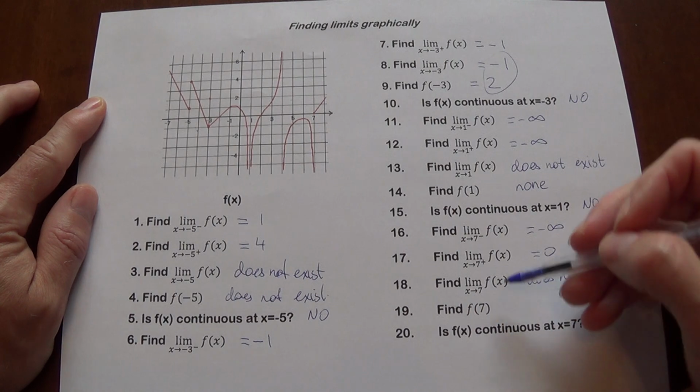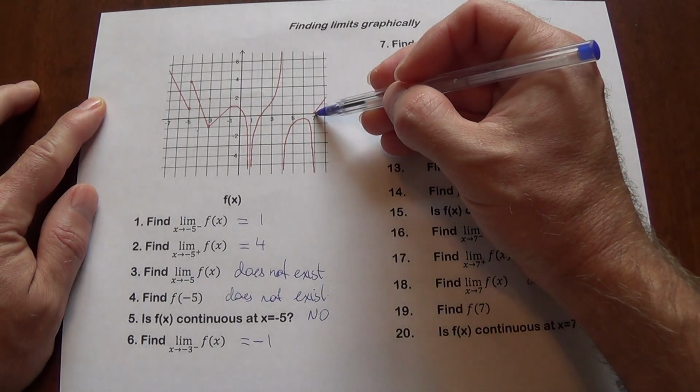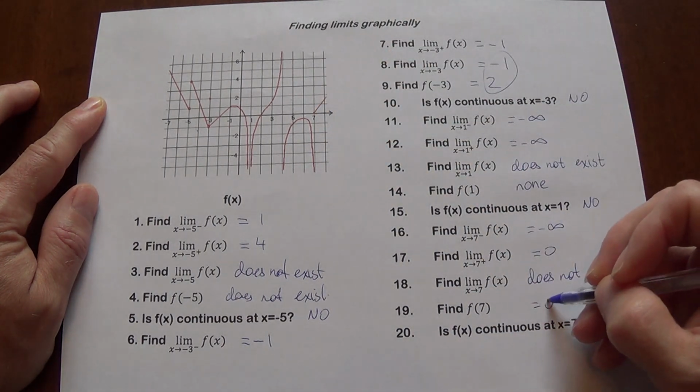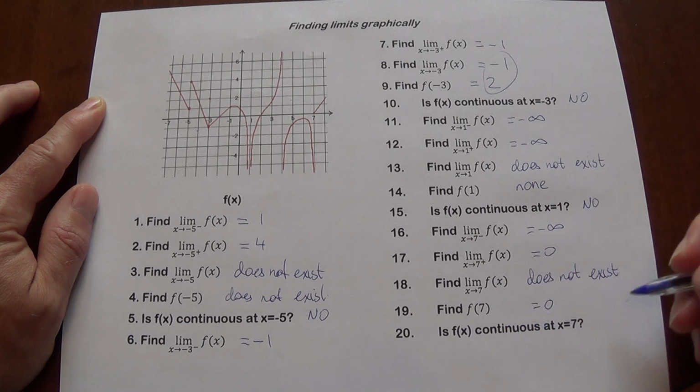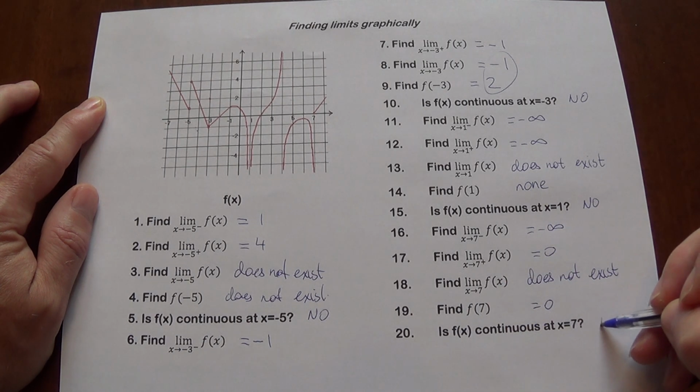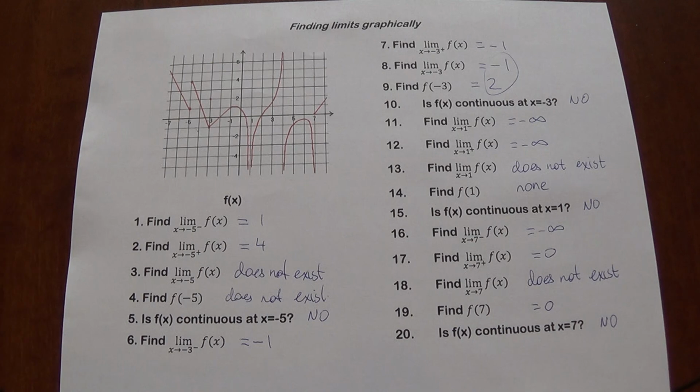The value f of 7 is defined right there. This one is closed, so it is 0. And is f of x continuous? We've got a problem here. The answer is no. Okay, so that's how it's done with graphs. I hope this helps.